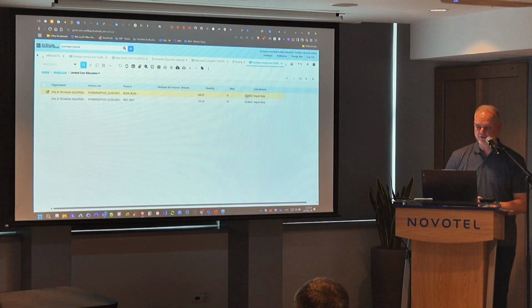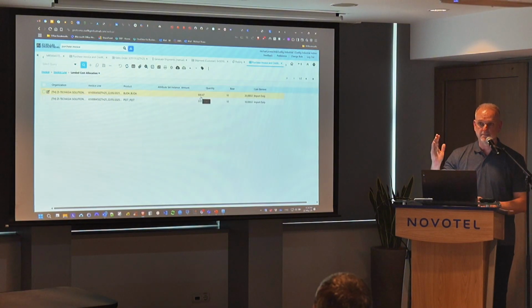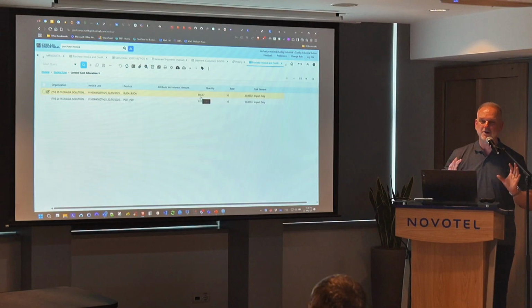two records, how the system allocates this 1,000 baht: 666.67 to this one, that's quantity 10 times 2,000, and this is quantity 10 times 1,000, which is 10,000. So the system correctly allocates it by costing weight. But this is the initial calculation of how much every product should get in terms of allocation.